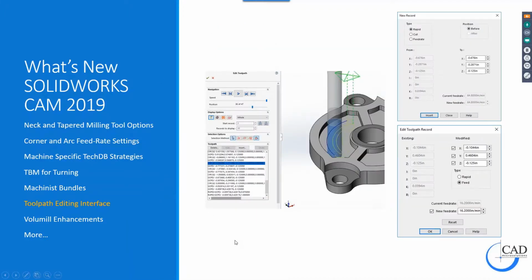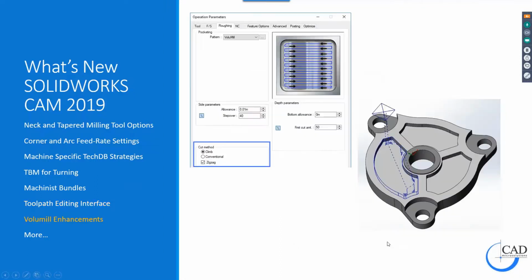What else do we have? So we have the toolpath editing interface, so we can actually edit the toolpath line by line. These are the two editing windows that will pop open. So we can adjust the actual toolpath just by clicking on it within the Edit Toolpath window. So that's a big feature that we have available now in 2019.